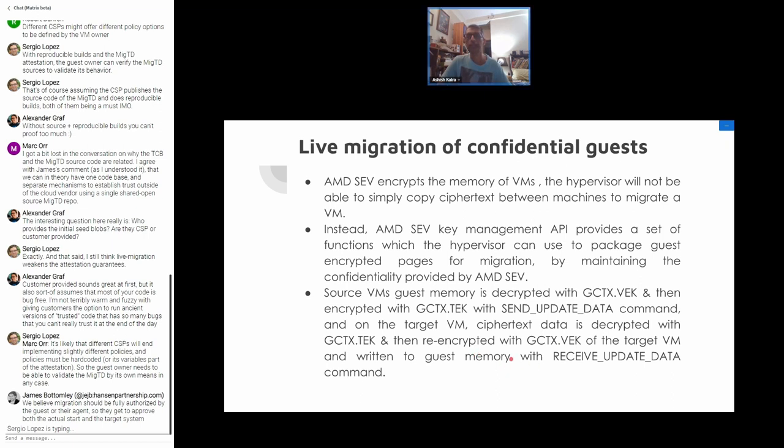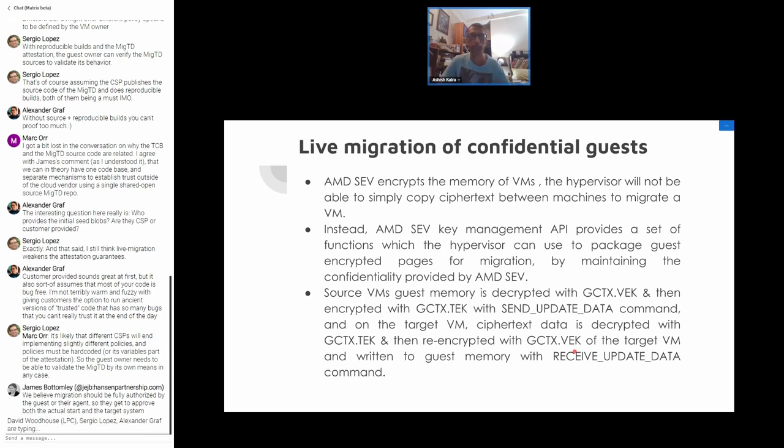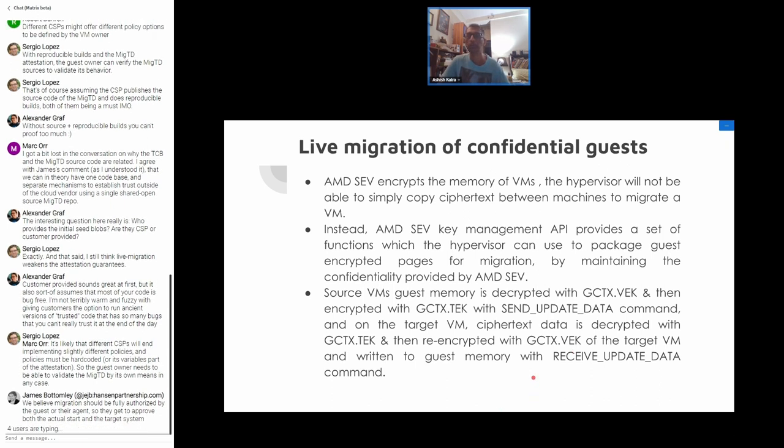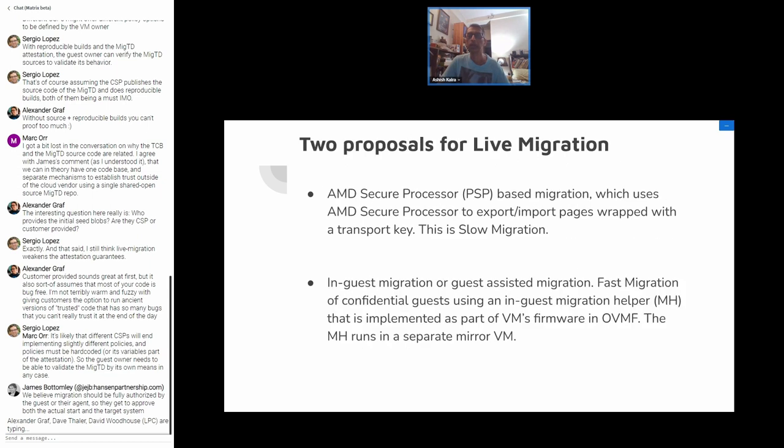On the other side, the receive update data command decrypts the data with the migration encryption key and then re-encrypts it with the VM encryption key of the target side. So this is the generic way migration works on the AMD SEV platform.